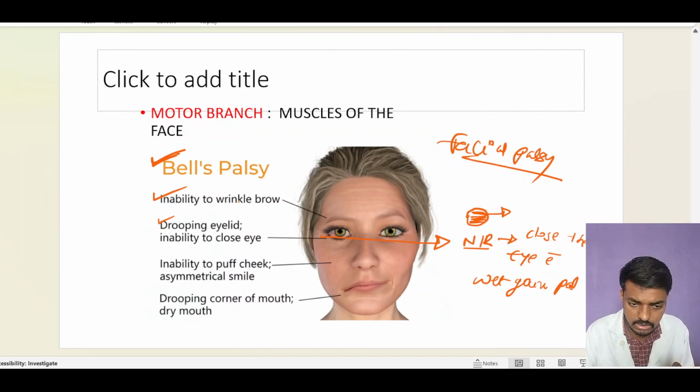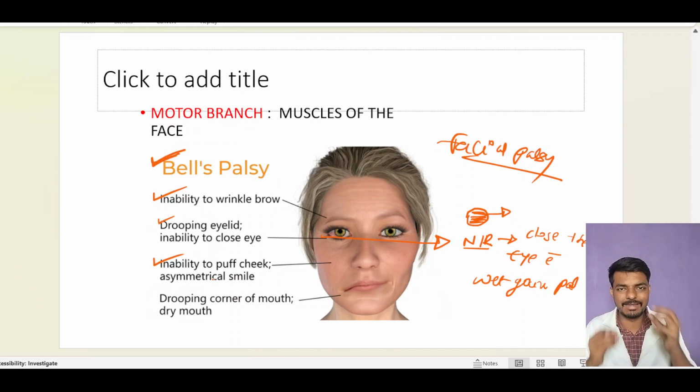And the patient is unable to puff the cheek symmetrically, and he smiles asymmetrically. While smiling, both our cheeks go upward symmetrically, equally. If one side of the cheek goes up and the other comes downward, that is asymmetrical. Asymmetrical cheek raising is called an asymmetrical smile. It occurs in facial palsy or Bell's palsy.